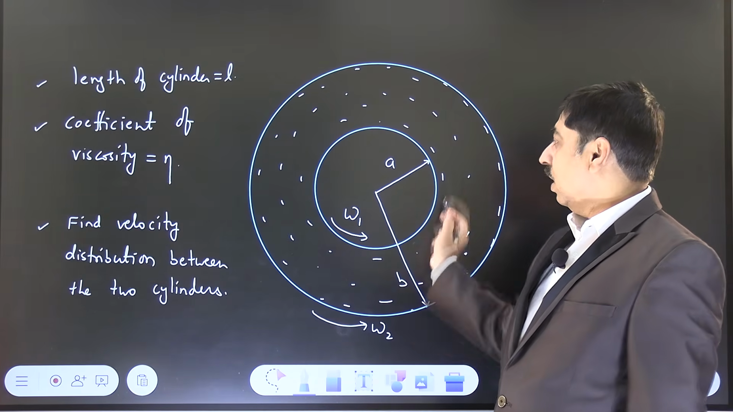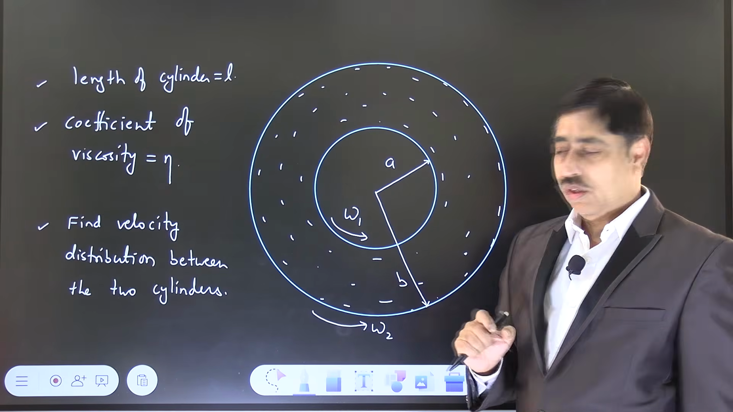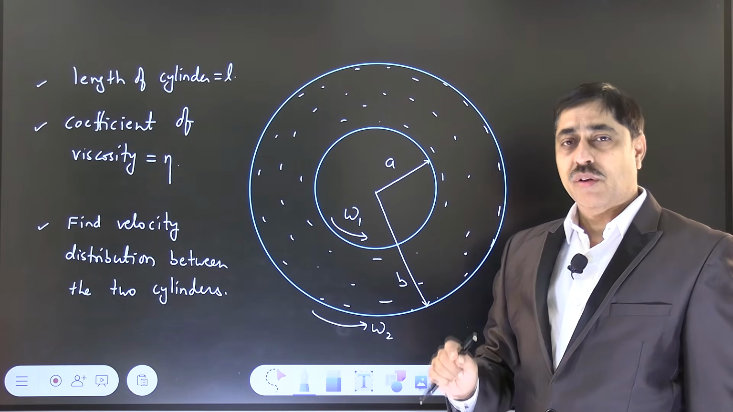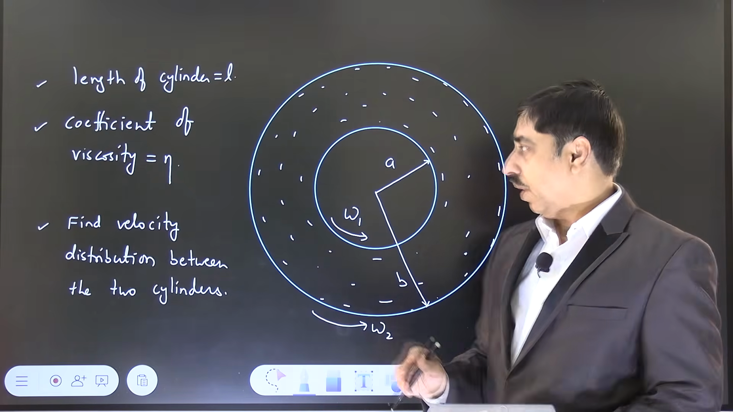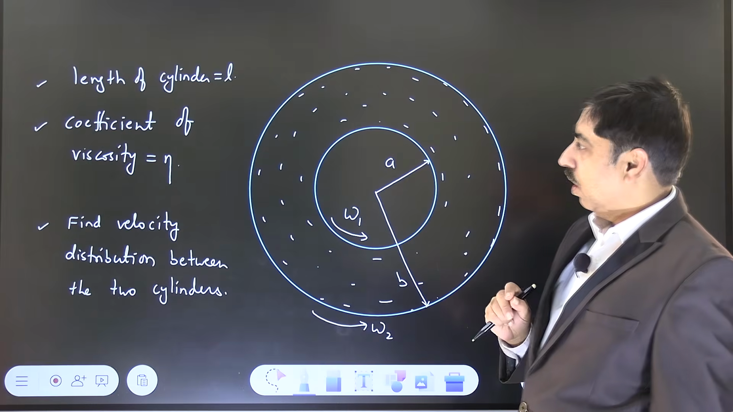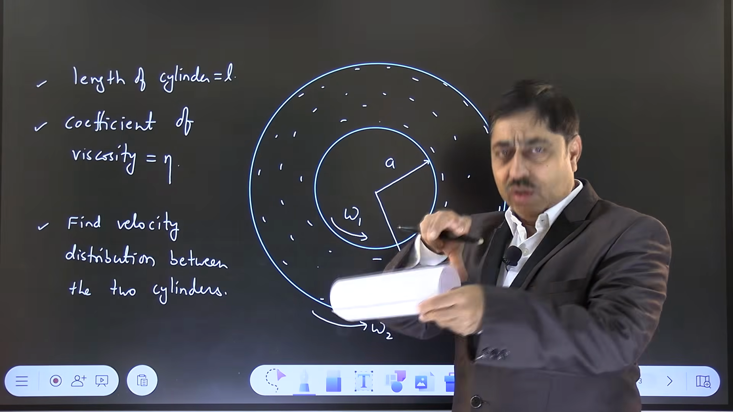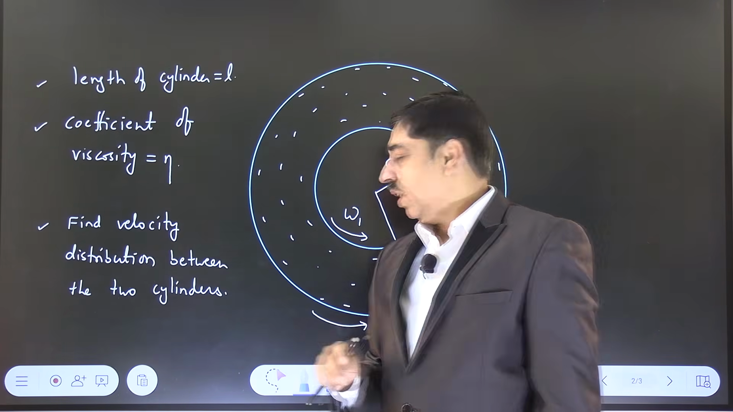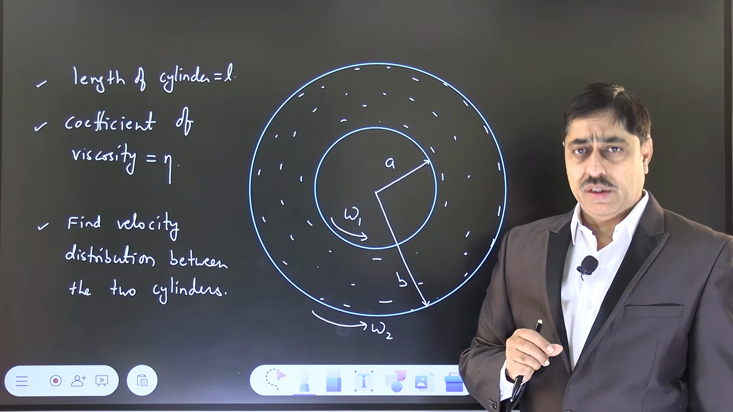Now this inner cylinder is spinning with a fixed angular speed of omega 1, and the outer cylinder is spinning with a fixed angular speed of omega 2. Omega 1 and omega 2 are different. So in between, this is a viscous liquid, and assume that the length of the two cylinders is L. We have to find the velocity distribution of the fluid between the two cylinders.